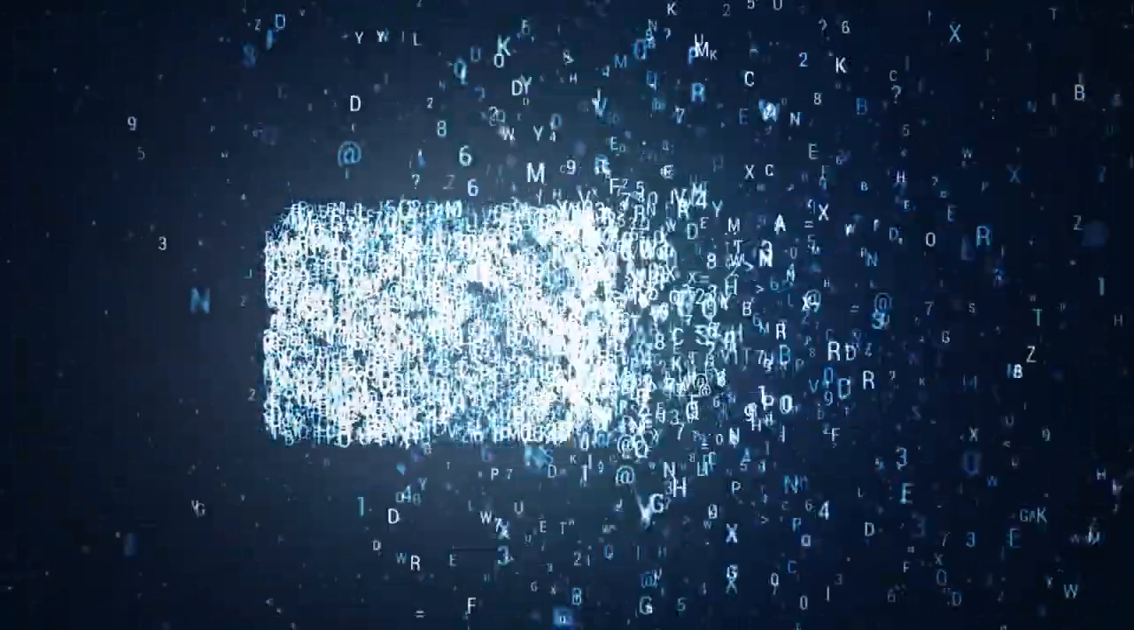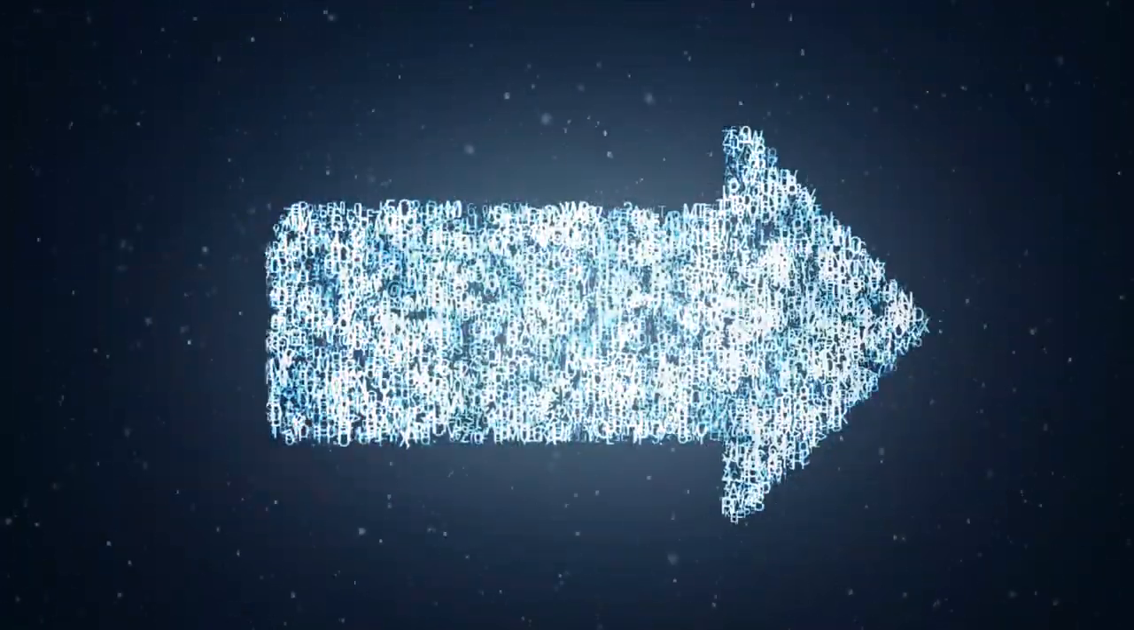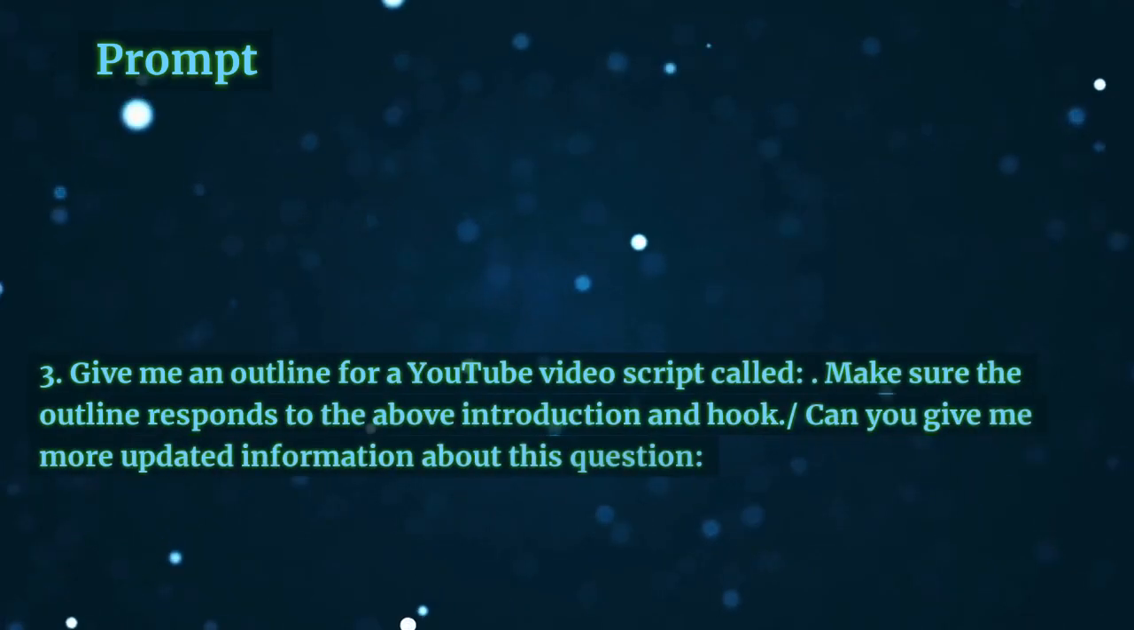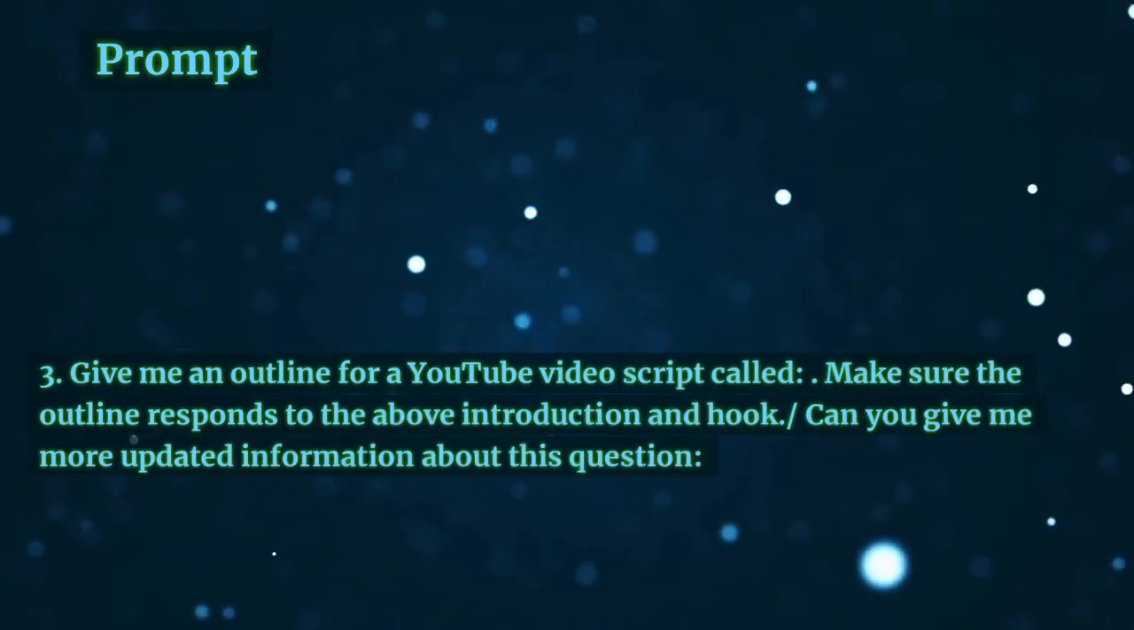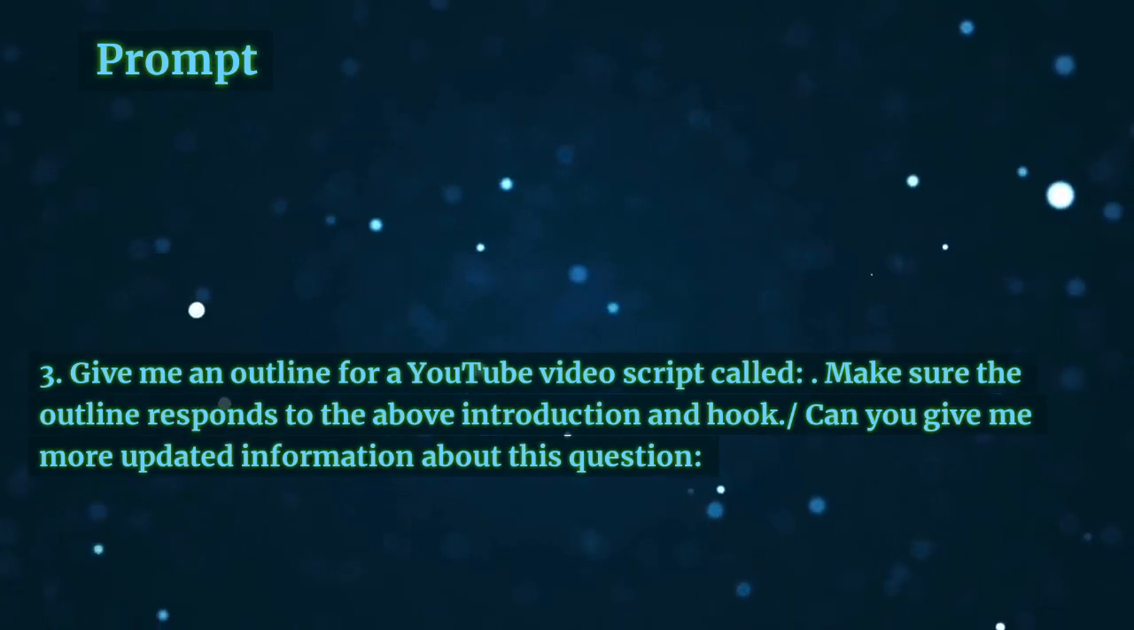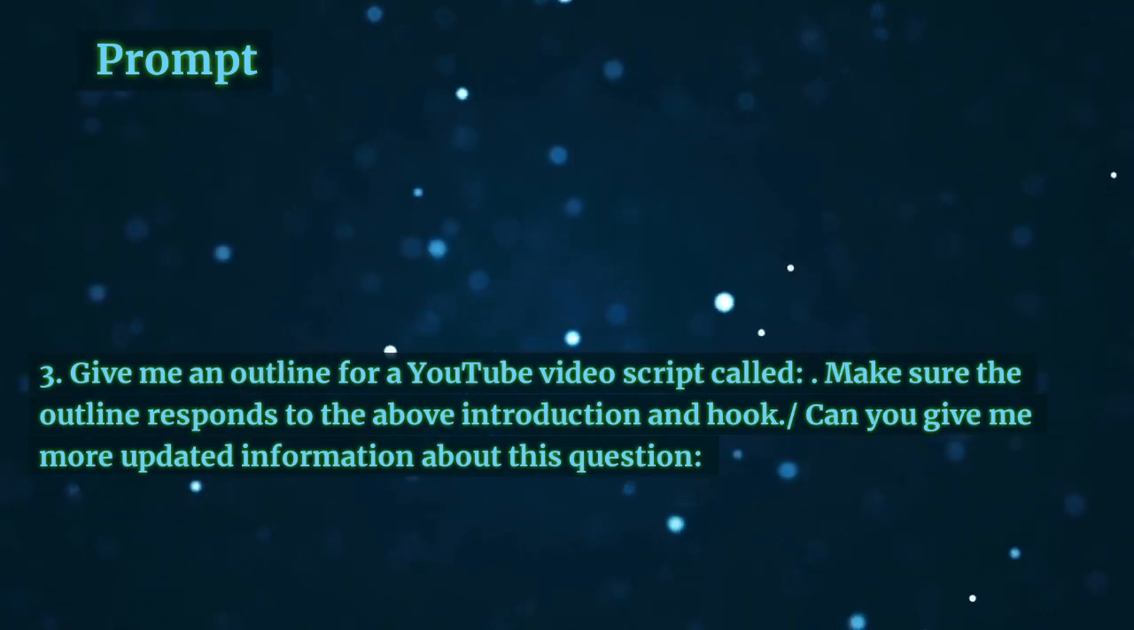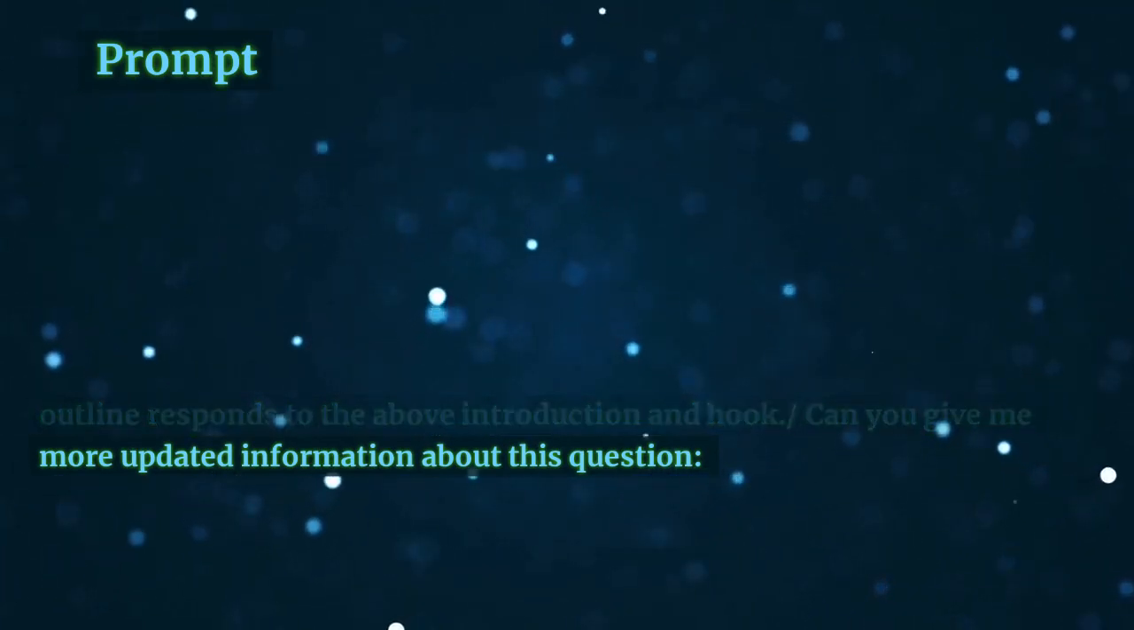With the introduction sorted, it's time to build the main content. To start, generate an outline by entering this prompt. Give me an outline for a YouTube video script called. Make sure the outline responds to the above introduction and hook.